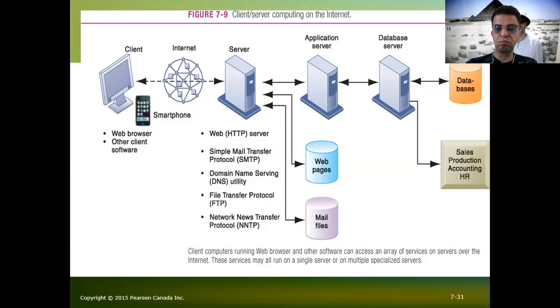So what do you do? Maybe you have different applications like sales, production, accounting, and HR, and each one is connected to a main database. So this is through the internet. You are connecting to your data, to your back end, or to your internal system. And you also have a different server that has access to your web pages, and there are mail servers.